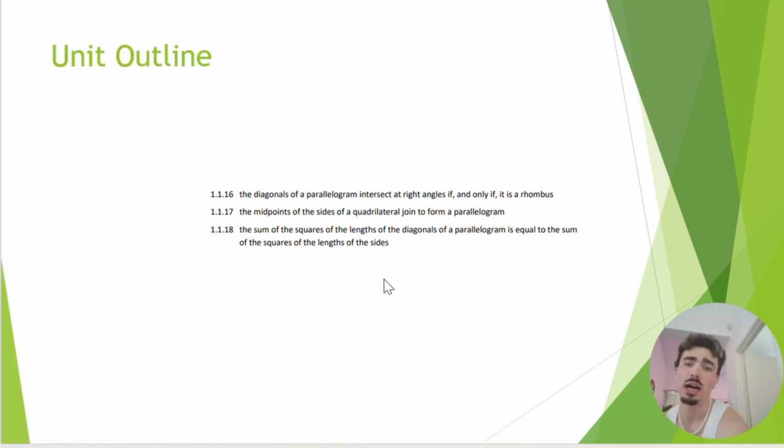The proofs that we're going to be going over in this one are proving that the diagonals of a parallelogram intersect at right angles if and only if it is a rhombus, that the midpoints of the sides of a quadrilateral join to form a parallelogram, and finally that the sum of the squares of the lengths of the diagonals of a parallelogram is equal to the sum of the squares of the lengths of the sides. That's a bit of a mouthful. It'll make more sense when I represent it mathematically, but those are the three proofs that we're going to be going over. So without further ado, let's get straight into it.